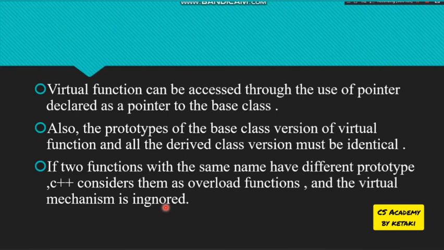For the virtual function mechanism, we have to make two functions, a base class function and a derived class function, with the same prototype: same number of parameters, same function name. If two functions with the same name have a different prototype, C++ considers them as overloaded functions, that is, the function overloading concept is used and the virtual mechanism is simply ignored.